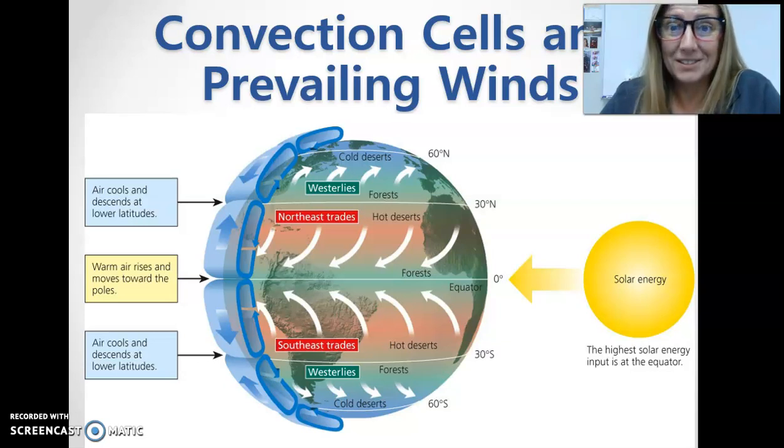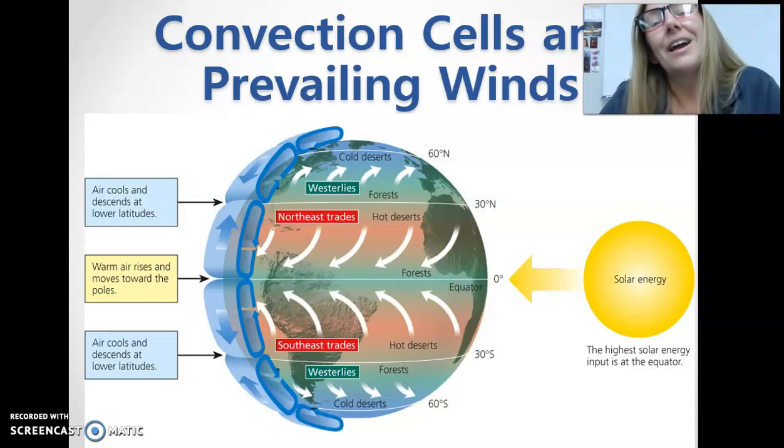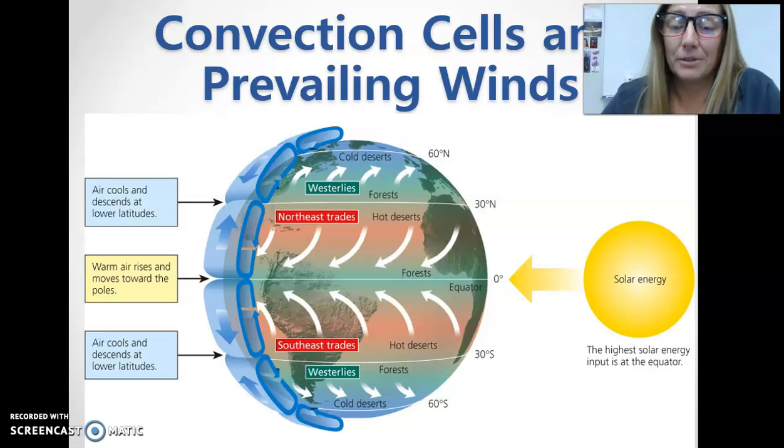You've got the northeast trade winds in the northern hemisphere and the southeast trade winds in the southern hemisphere. And just so you know, winds are named based on the direction they originate from. So that means that the northeast trade winds originate in the northeast and they blow towards the southwest. The southeast trade winds, again, originate in the southeast and they blow towards the opposite, which would be the northwest. So those trade winds are going to become important as we are talking about El Nino in the future.